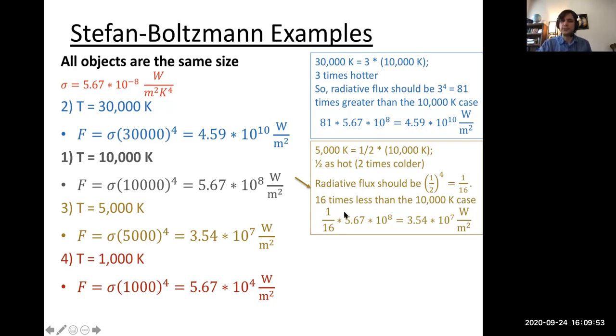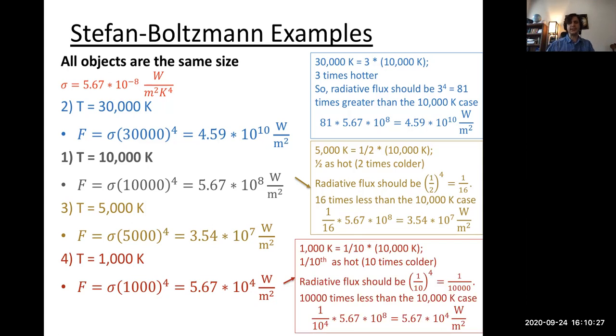So I could take the answer of the 10,000 case, divide it by 16, and I should get this number, the 5,000 case. So 1/16 times 5.67 times 10 to the 8th gives me 3.54 times 10 to the 7th. Do these answers match? Is this the same? Hey, yep, they match. A little bit easier. 2 times colder. 2 to the 4th is 16. It'll be 1/16 the amount of energy. 16 times less energy per square meter.